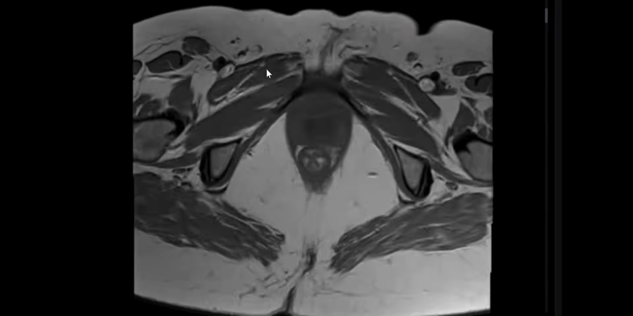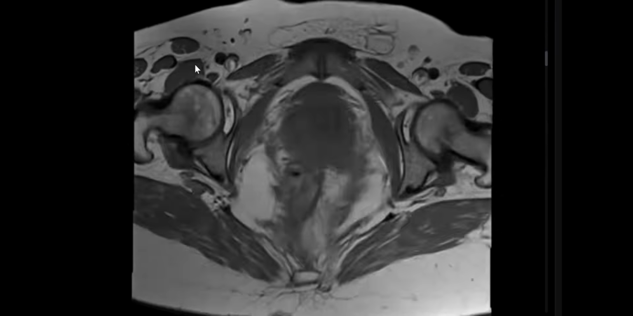Another case, my friend, same history: pelvic pain, fever, discharge. I'm provided with the T1 weighted axial slices. I will scroll for you. Sequence provided, and then findings.